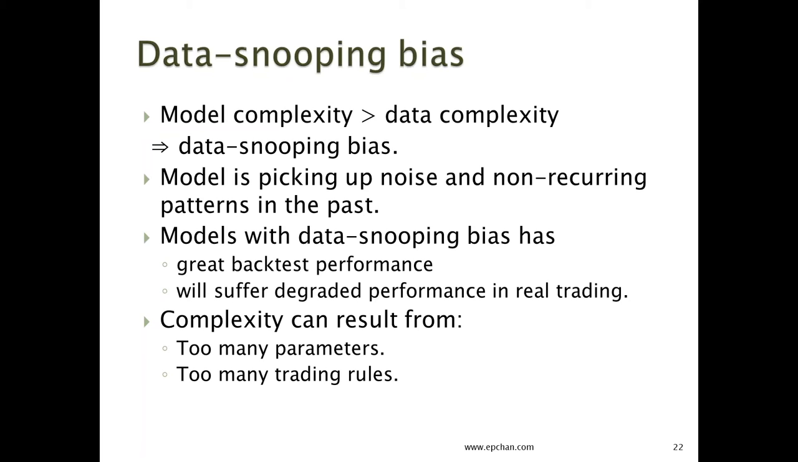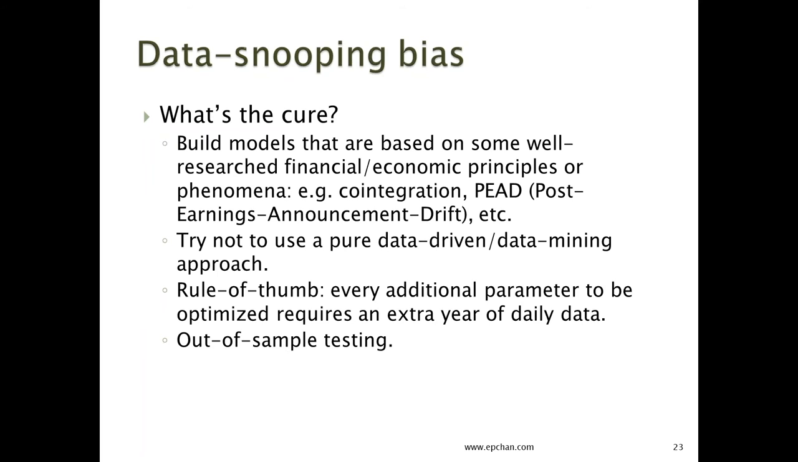So that's something we have to think about when you see a trading rule that gets too complicated, even if there are not too many parameters. Now, what is the cure for data snooping bias? Well, I would say that if you build a model based on some well-known financial economic principles, that greatly reduces the scope of data snooping or data mining.